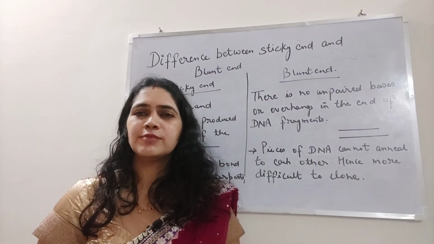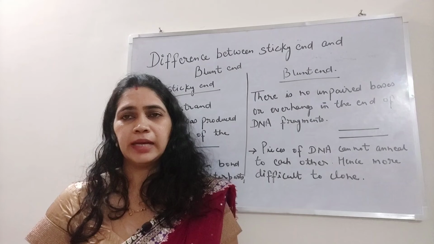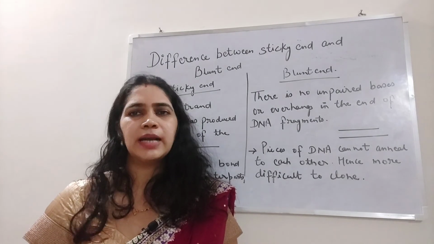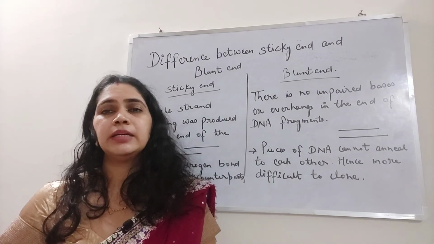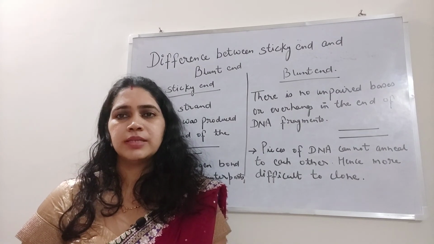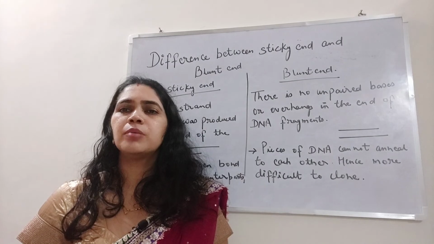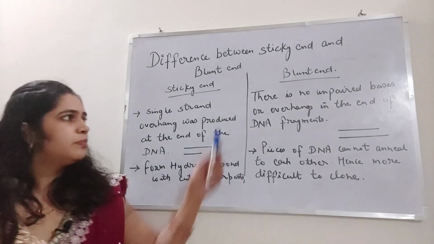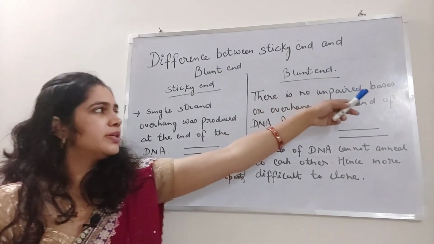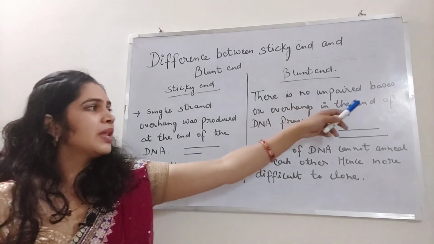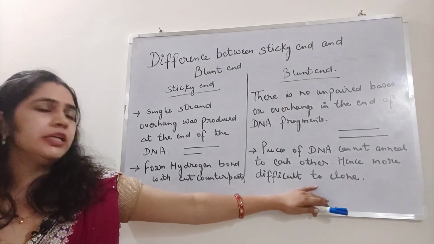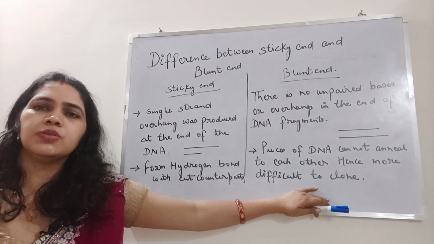What is the difference between a sticky end and a blunt end? As we all know, in case of sticky end, a single stranded overhang stretch is generated or produced at the end of the DNA fragment, and these single stranded stretches have the ability to form hydrogen bonds with their cut counterpart. Whereas in case of blunt end, there are no unpaired bases or overhangs at the end of the DNA fragment, and these pieces of DNA cannot anneal to each other, hence more difficult to clone.